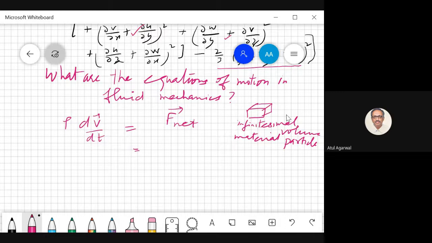So what is the net force? Net force is because of the stress gradient, or you call it the divergence of stress, plus some body force. There may be an external body force like gravitational force. So this is the one equation which is written for the particle. Index i is the free index here in each term. So this is a force balance in the i direction.